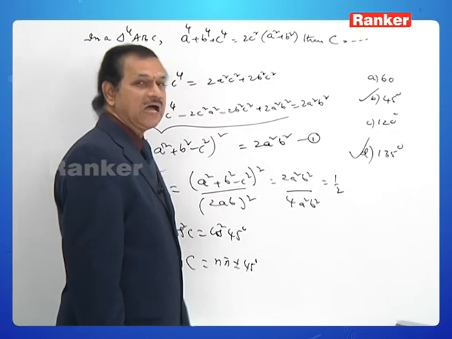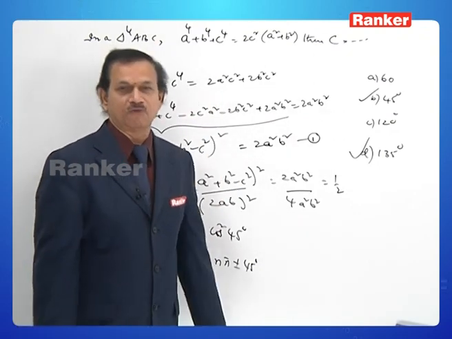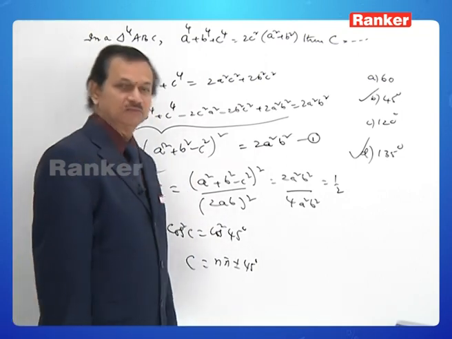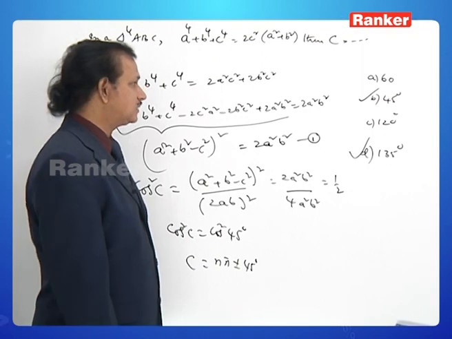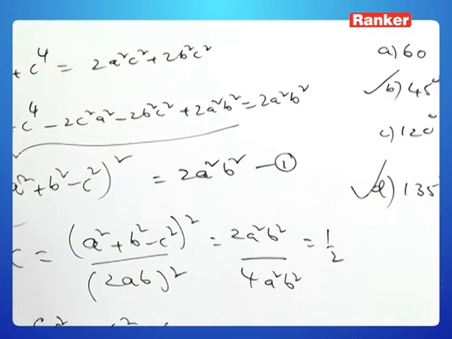Therefore, how many answers are correct here? There are 2 correct answers among the 4 options. So this is a multiple answered question. Yes. How many answers are correct? 45 degrees is correct and 135 degrees is also correct.